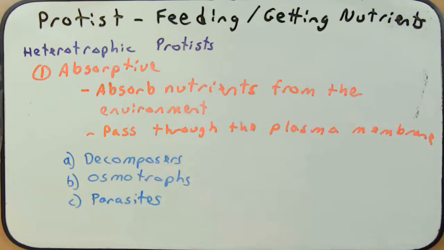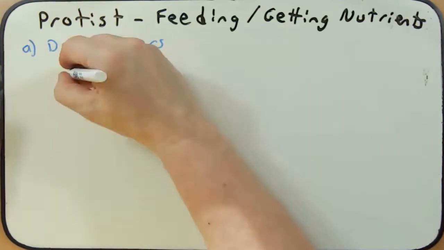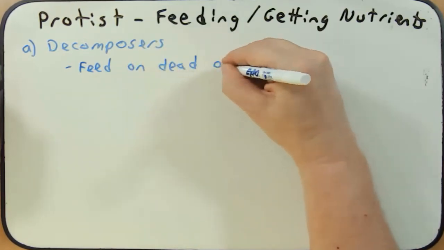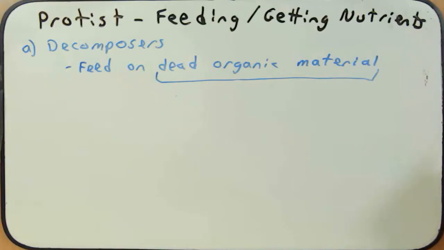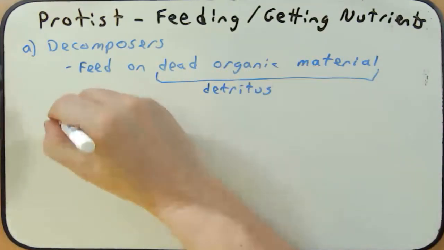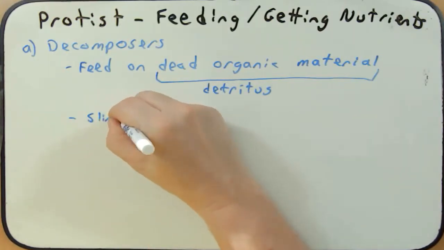Let's begin with decomposers. So they obtain their nutrients from the environment by feeding off dead organic material. A better way to refer to dead organic material is to call it detritus. A really good example of these decomposers are the slime molds.